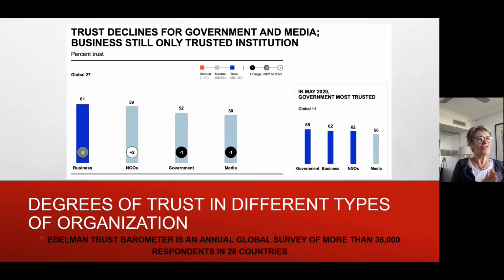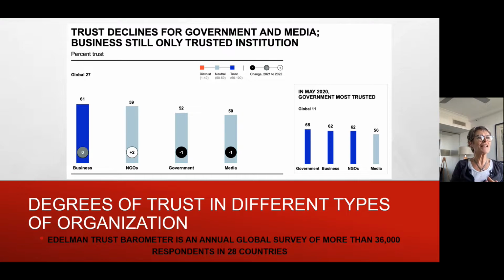Here, I encourage you to have a look at this. It's the Edelman Trust Barometer. It's done every year, and it covers more than 36,000 participants in the survey across over 28 countries. It starts to look at where the trust is in our society. So who do we trust? Do we trust government? Do we trust NGOs? Do we trust business? And what's really interesting here is how it shifts.